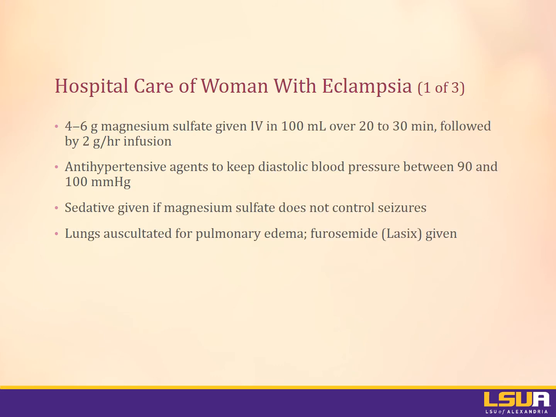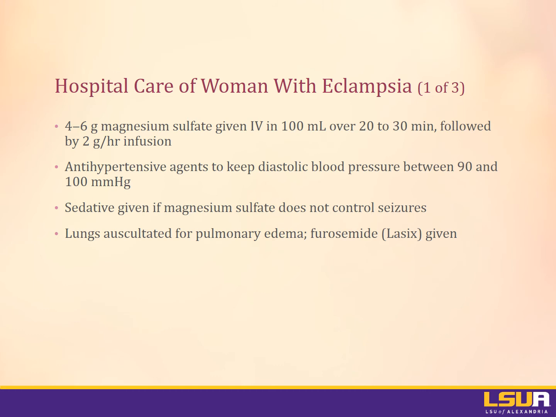So, eclampsia, she's having the high blood pressure greater than 160 over 90. She's having visual disturbances. She's going to get magnesium sulfate IV over 20 to 30 minutes, followed by a 2 gram per hour infusion. We're going to give her antihypertensives to keep her diastolic between 90 and 100. She's going to be placed on a sedative if the mag sulfate does not control her seizures.